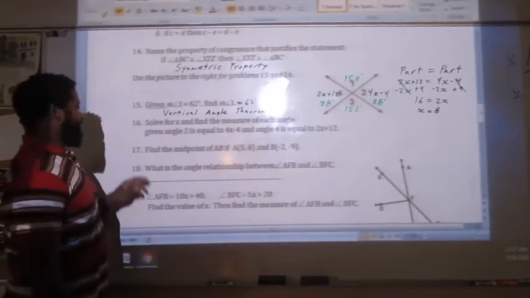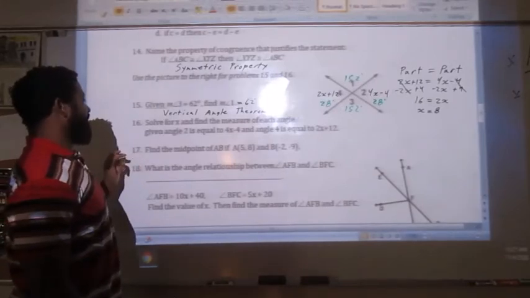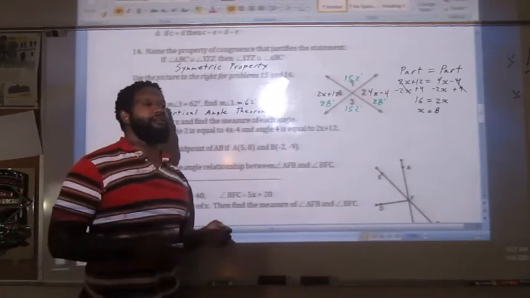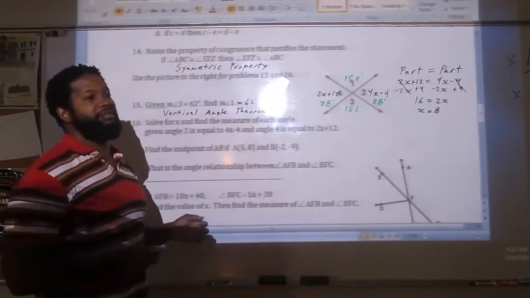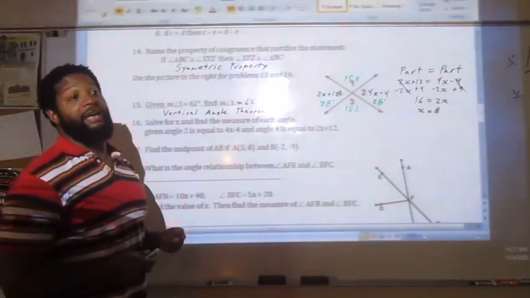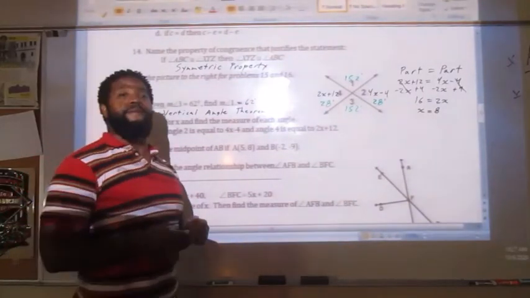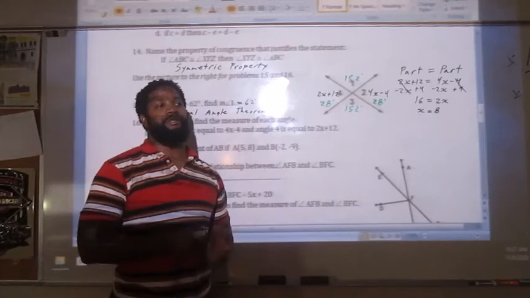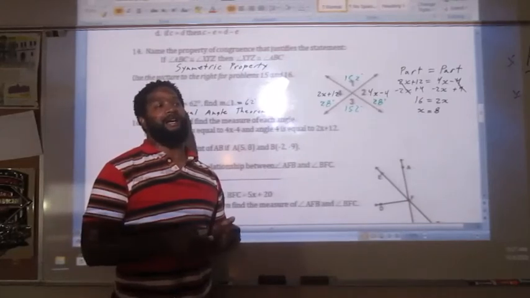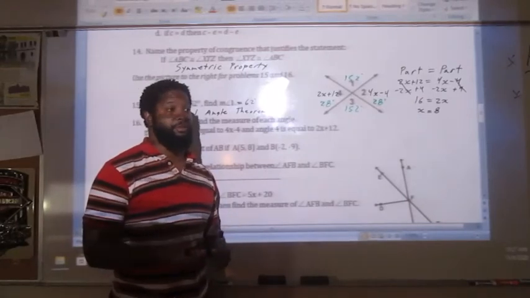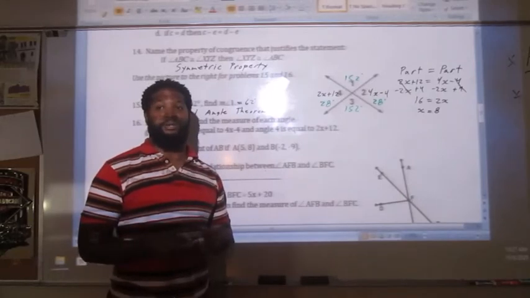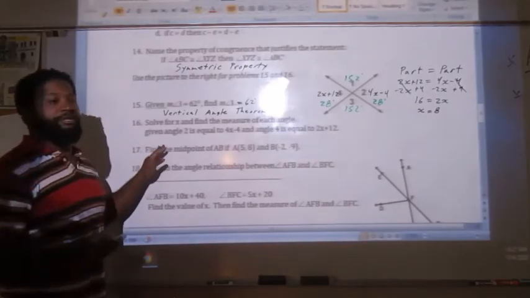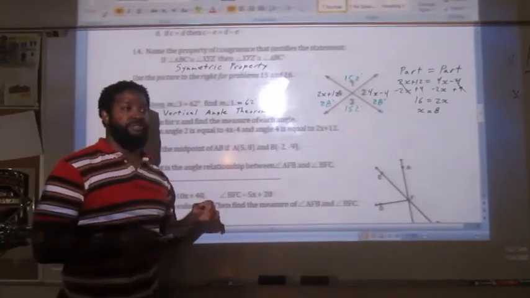All right, so 17. Find the midpoint of AB. I'm not gonna have the midpoint, the distance formula, and the slope up there. I'm gonna be going over the midpoint, the distance formula, and the slope when I introduce linear equations to you guys. So you shouldn't have to worry about the midpoint, slope, or distance formula up there.